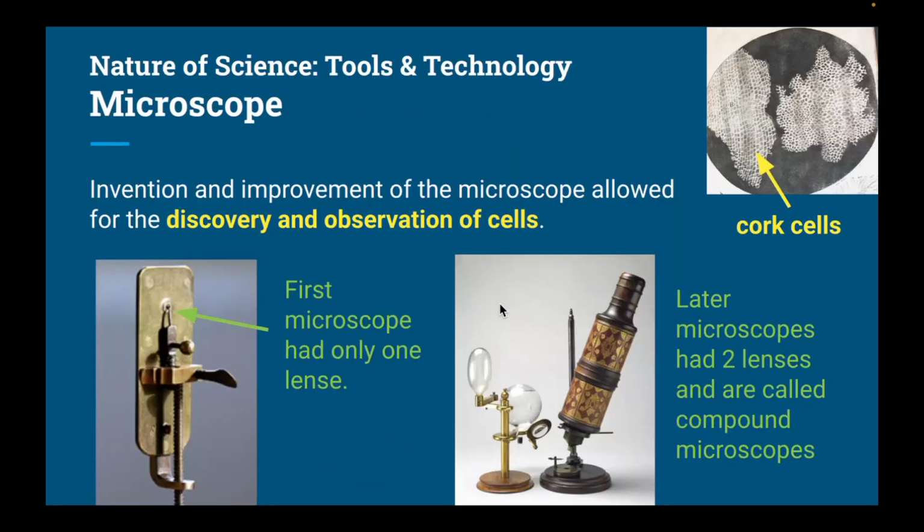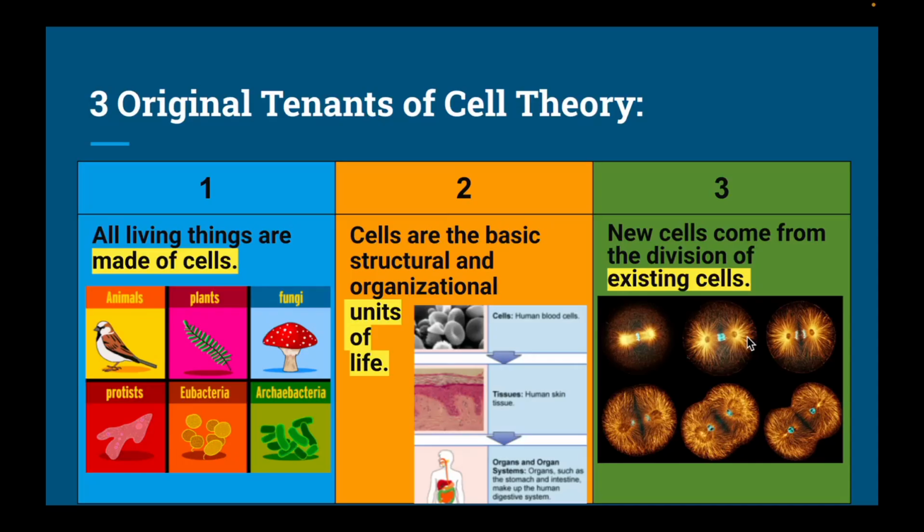Cells were discovered with the invention of the microscope. We've used microscopes in class before. A microscope helps us see really tiny things. Micro means small. The first cells that were ever discovered looked like the ones in the corner here. They were called cork cells. A man named Robert Hooke put a slice of cork, which is a piece of a tree, under the microscope and saw these little boxes and named them cells.